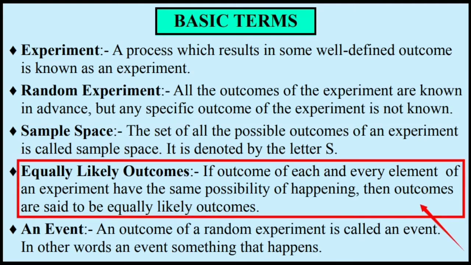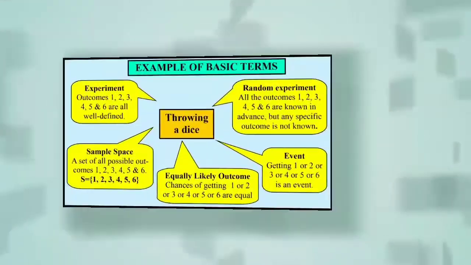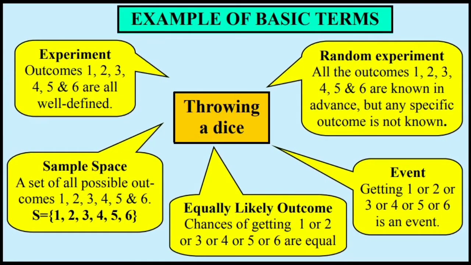Equally likely outcomes. If the outcome of each and every element of an experiment has the same possibility of happening, then the outcomes are said to be equally likely outcomes. Next word, an event. An outcome of a random experiment is called an event. In other words, an event is something that happens. Let's try to understand the meaning of all the basic terms discussed just now.